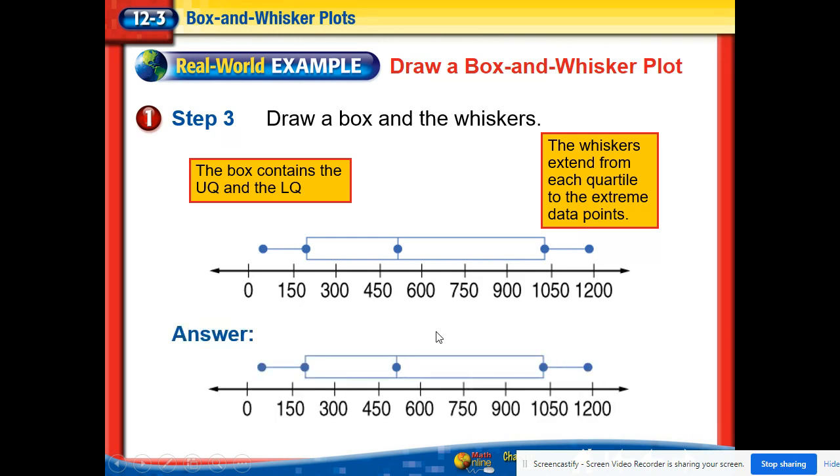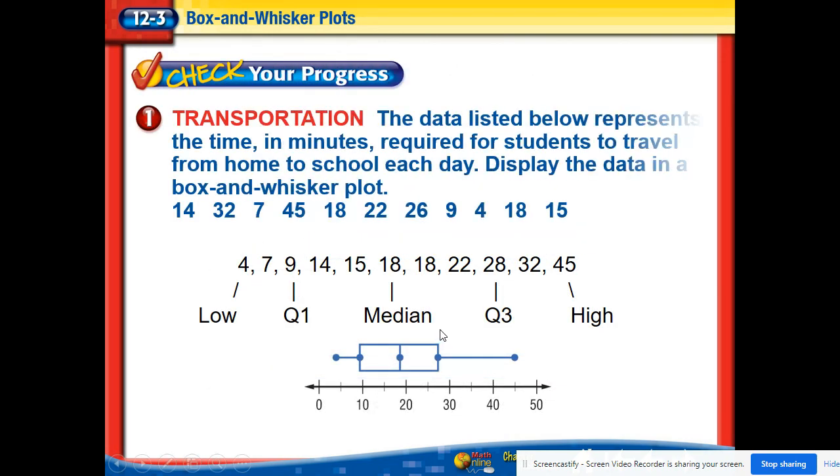All right, so let's do one for ourselves. Here's the data, representing how many minutes it takes for someone to get to school: 14, 32, 7, and so on, going through all of these. I need to line them up from least to greatest, and I need to find my 5 values. Obviously, low and high are easy. So that's the first dot and the top dot.